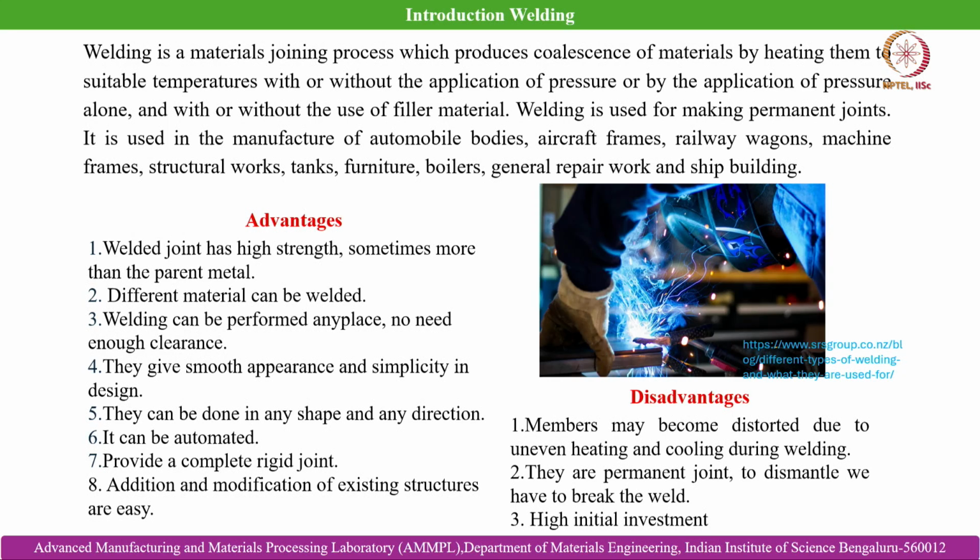So, when we use filler material, we classify it as homogeneous or heterogeneous welding. When we do not use filler material, we call it autogeneous welding. So, welding is basically used for making permanent joints. It is used in the manufacture of automotive bodies, aircraft frames, railway wagons.